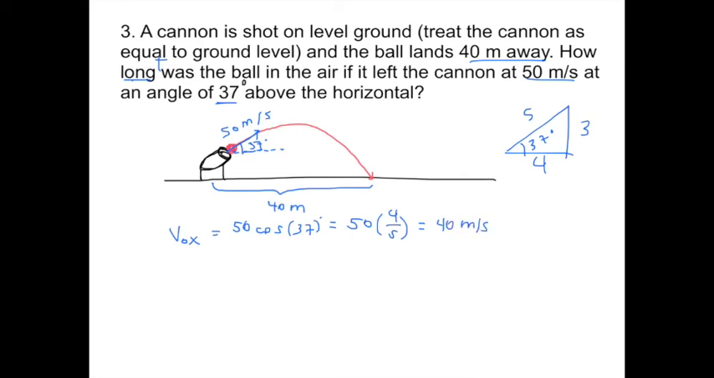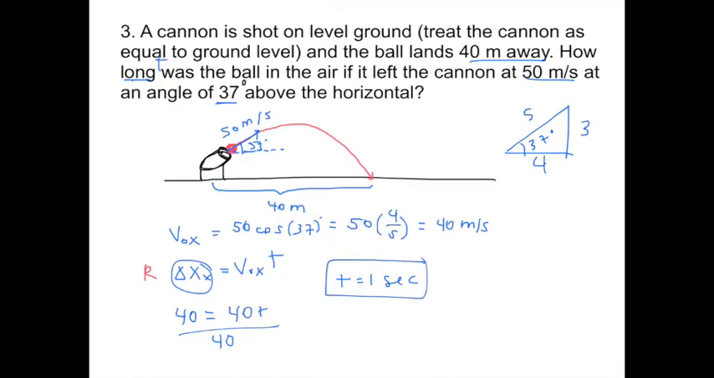This will help us to find the time in the air, because now we know that the change in x in the x direction equals v initial x times time. So this is really the range of the projectile. And we already know the range from the problem statement. It lands 40 meters away. So 40 equals 40t. Divide both sides by 40. We get that t equals 1 second. So the ball was in the air for a total time of 1 second.